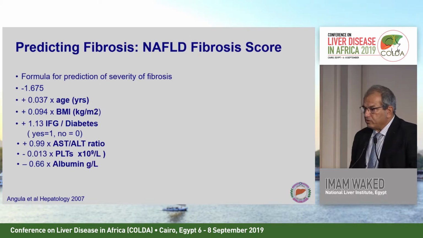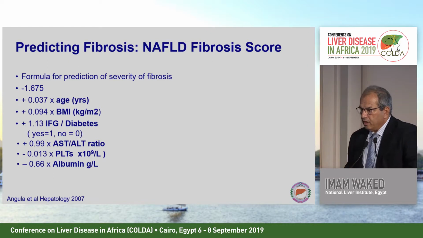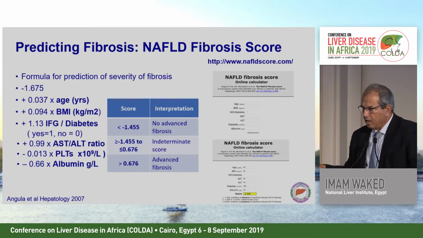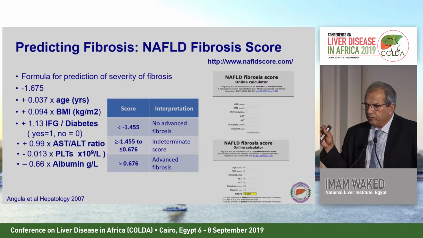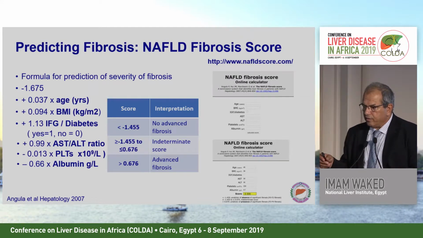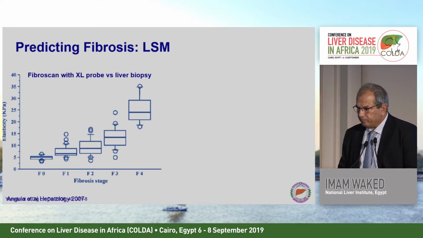We can predict fibrosis, as Professor Berg said, by the fibrosis score. The fibrosis score gives you a value. This is stuck. It gives you a value, and you can go online, put in the data, and press calculate, and you get a reading that tells you whether there is advanced fibrosis, no advanced fibrosis, or intermediate.